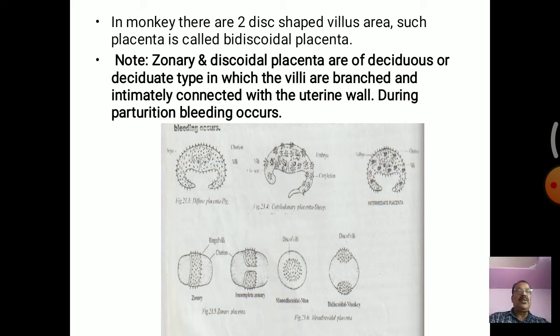First one, the diagram shows the diffused placenta. Second one, cotyledonary placenta. Third one is intermediate placenta. Then zonary, where bands are developed by the arrangement of villi, and then monodiscoidal and bidiscoidal placenta.